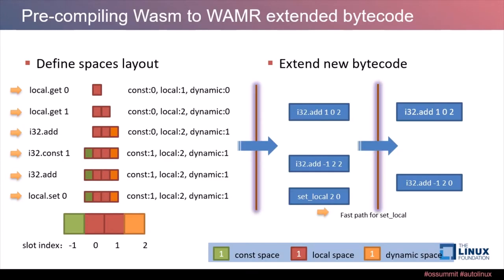The fast interpreter will do pre-compilation from WASM to extended bytecode. Here is the procedure. On the left side, we can see a few lines of WebAssembly code. Basically, it will just load the local variables onto the stack, and the add opcode will load the operands from the stack and push the result onto the stack, then add another constant one, then set the result into variable zero.